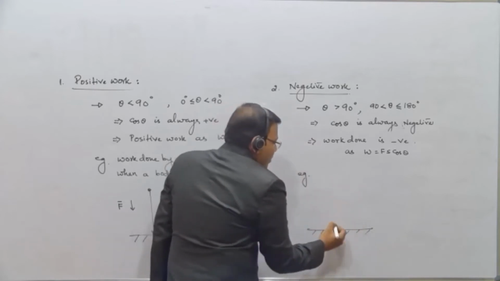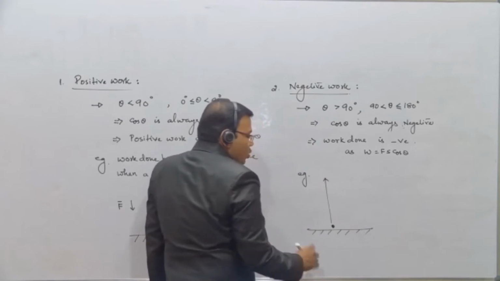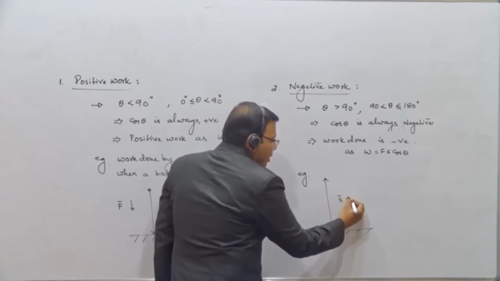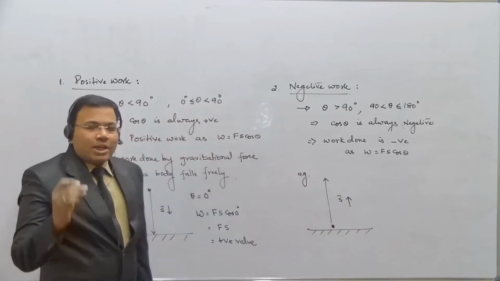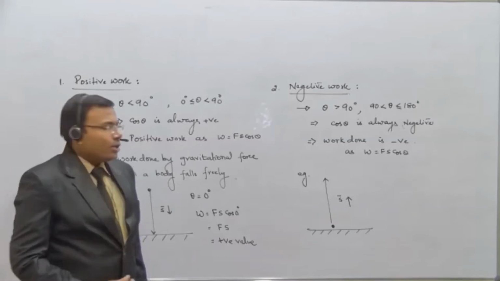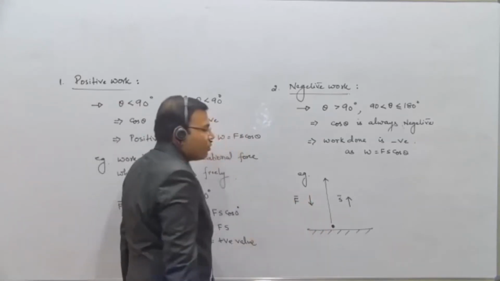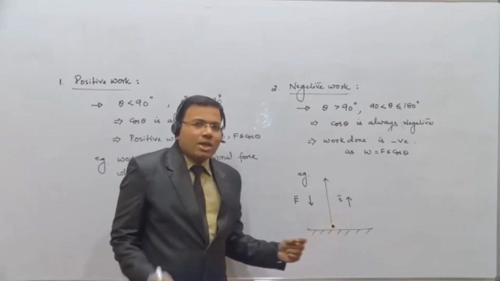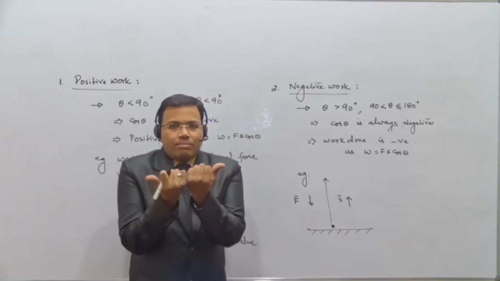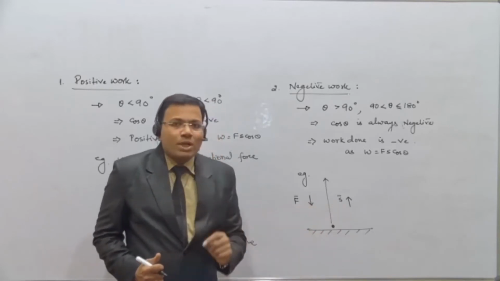Now, suppose I am projecting the body up like this. So this is the situation. The direction of the displacement is upward. But the gravitational force, as I said, always acts down. This is the gravitational force. You can see both directions are exactly opposite to each other. One is like this, the other is like this. Both are opposite, so we say the angle between them is 180 degrees.